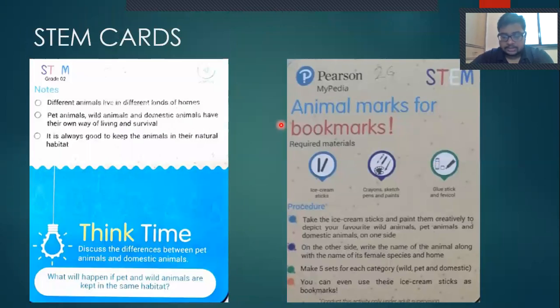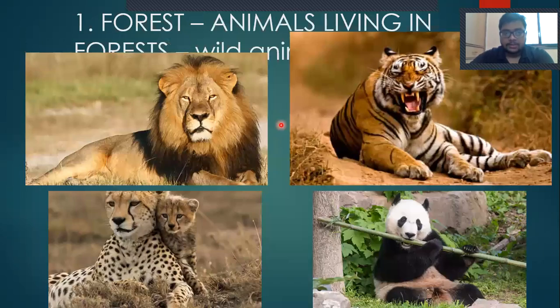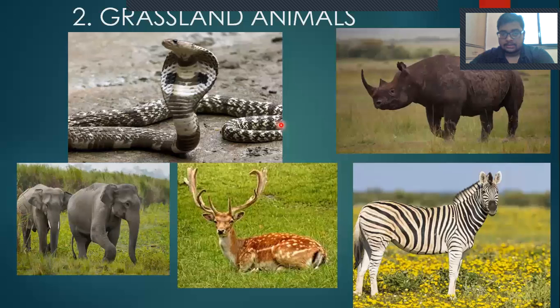Now let's revise what we have learned. First is the forest animals that live in forest, dense forest, thick forest, like there are lions, tigers. Then there are grassland animals. So on grassland, deers, then zebras, rhinoceros, snakes, and then elephants.